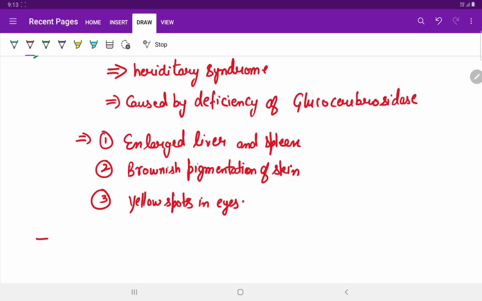Now, it can be treated with enzyme replacement therapy.